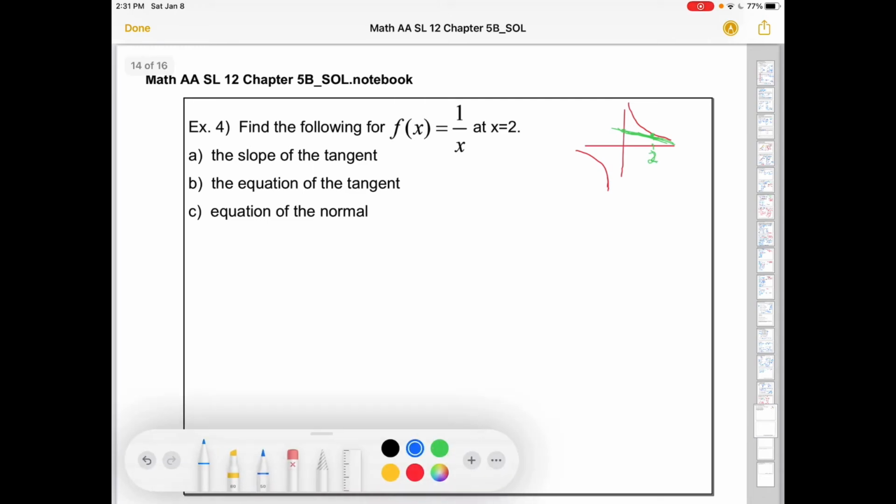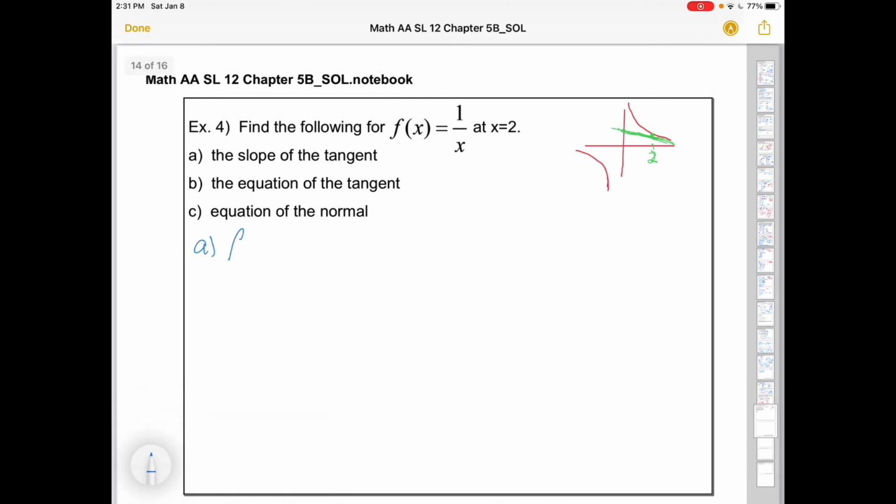So you might notice that this function itself is not in a great form to play with. We can't just use our differentiation rules on the bottom of a fraction. We have to rewrite this as x to the minus 1. And now we can use that power rule, which tells us that the derivative is going to be negative 1 x to the minus 2. And you might want to write that as a fraction after the fact, negative 1 over x squared.